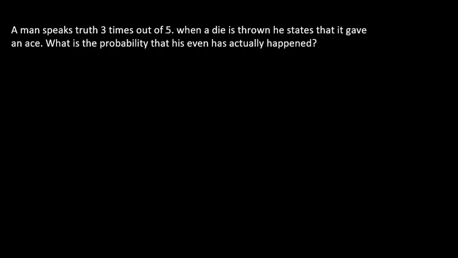Now we have thrown a die. When a die is thrown, he states that it gives an ace. Now when we throw a die, if we are getting an ace, it means that we are getting 1 on the top. What is the probability that his event has actually happened? His event has actually happened means he is saying the truth. What is the probability that he is saying the truth?